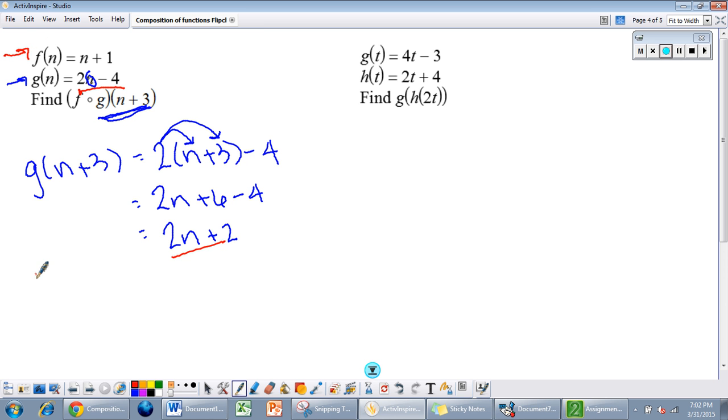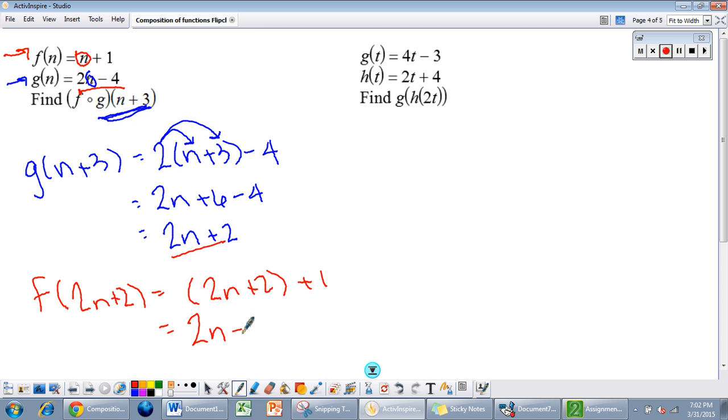So here we go with the f function. f of the result, 2n plus 2, equals, inserting it in place of n, your 2n plus 2, and we're going to add 1. I always like to insert it using my parentheses. Now we can combine like terms for a final answer of 2n plus 3.